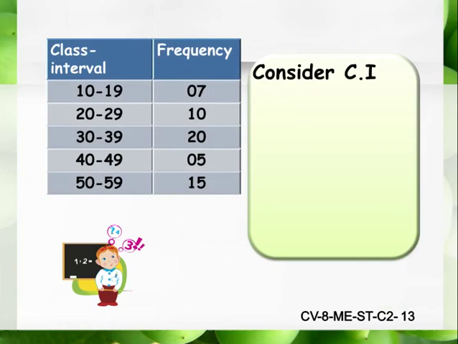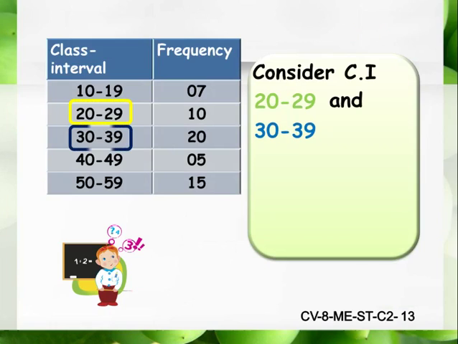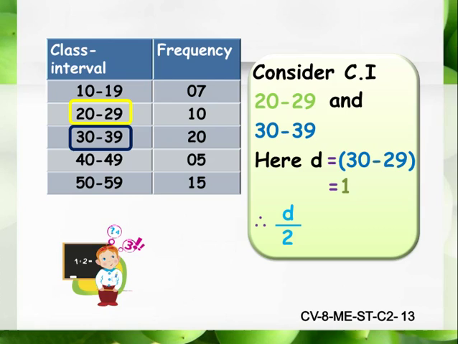Consider the class interval 20 to 29 and 30 to 39. Here, what is d? You are right, it is a correction factor. That is 30 minus 29, which is equal to 1. Then what is d by 2? It is 1 by 2, which is equal to 0.5. So this shows that we have to subtract 0.5 from the lower end and add 0.5 to the upper end to convert the inclusive class interval into exclusive class interval.